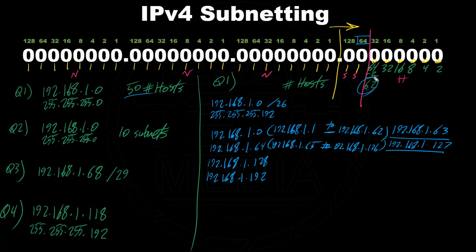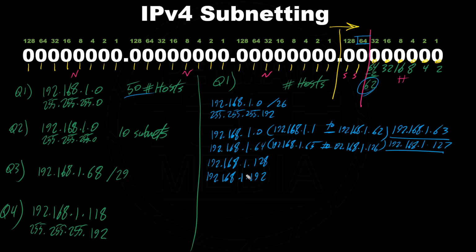So 2 to the power of 6 minus 2 gives us 62, and 62 covers the 50 hosts. We will have 62 available IP addresses, and this will give us 4 subnets. Let's go over the next question.